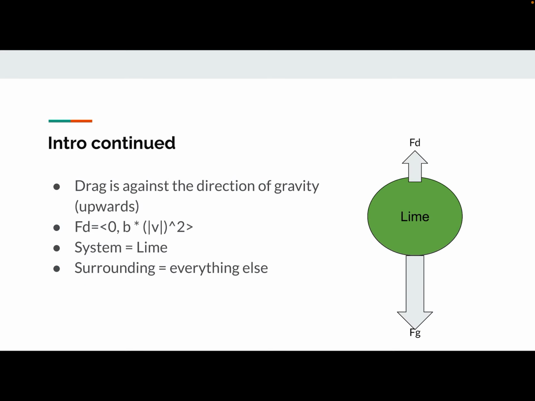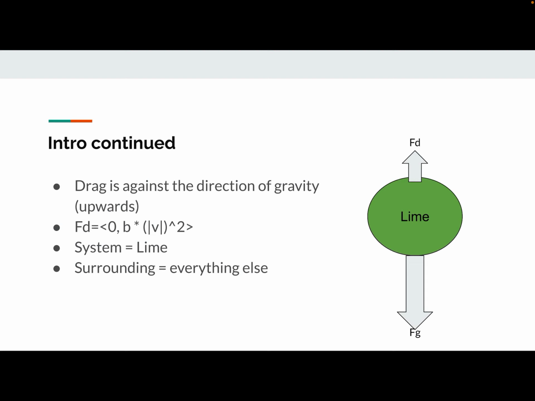So drag is against the direction of gravity in this scenario. So then we will use the formula for the force of drag, 0, comma, b, which will be the drag force coefficient, times the magnitude of velocity raised to the power of 2.